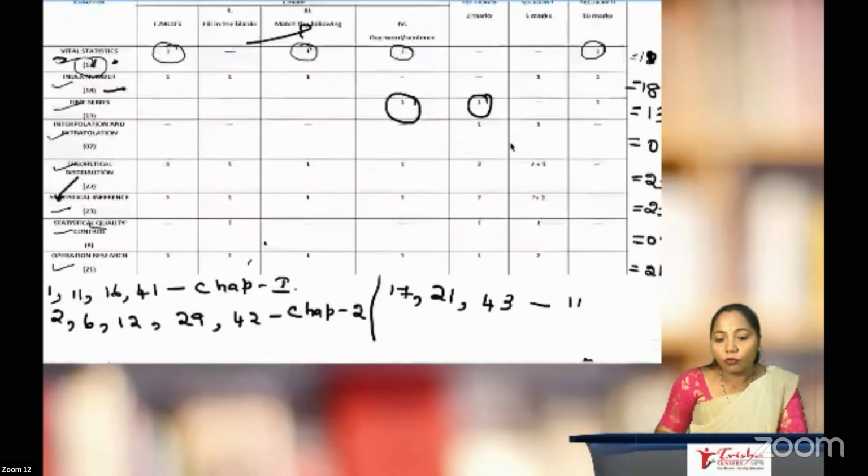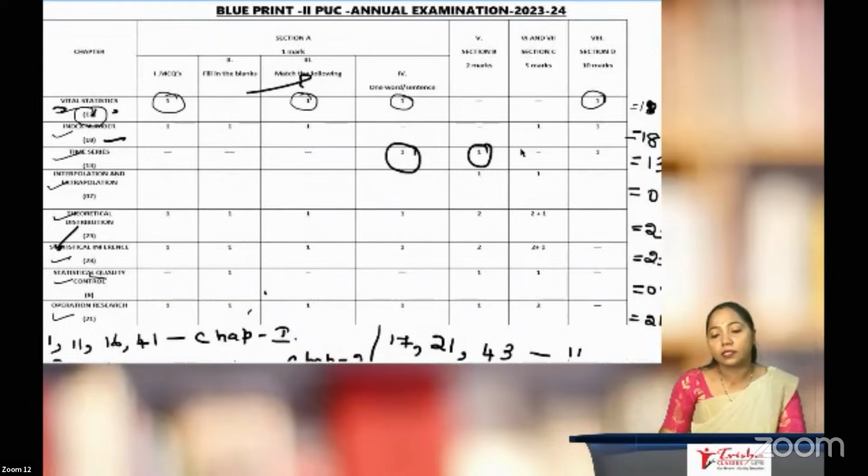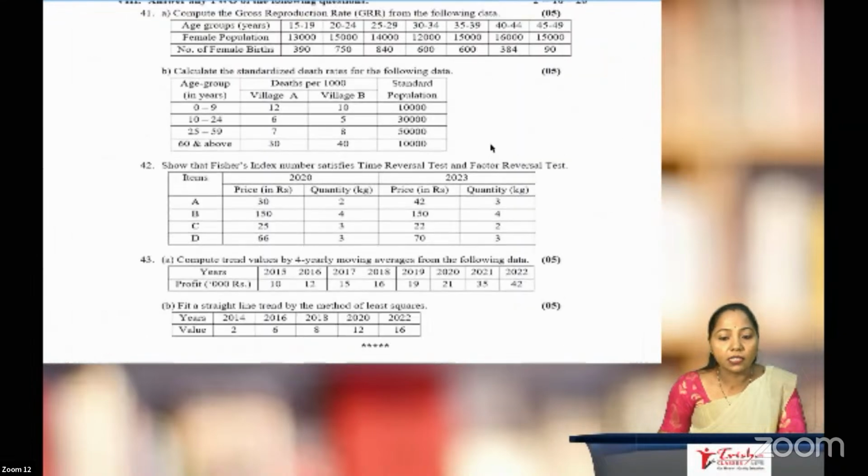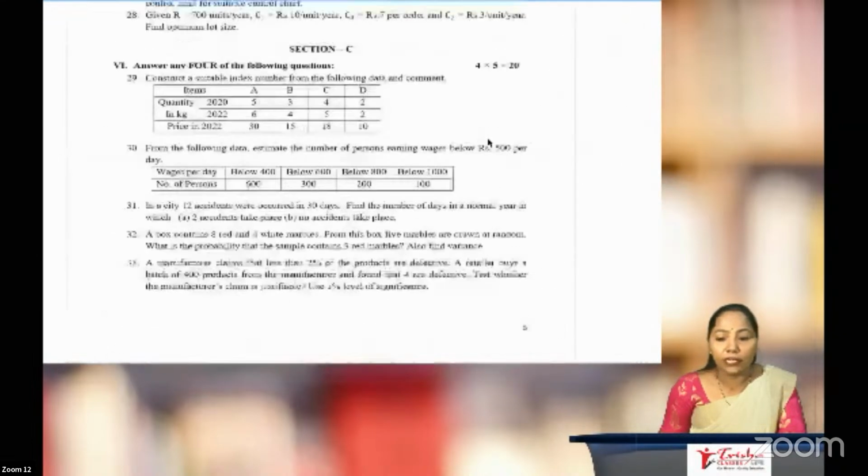So this is about your blueprint, how the questions are distributed in the question paper. Now let us see the model paper. I have taken one model paper.